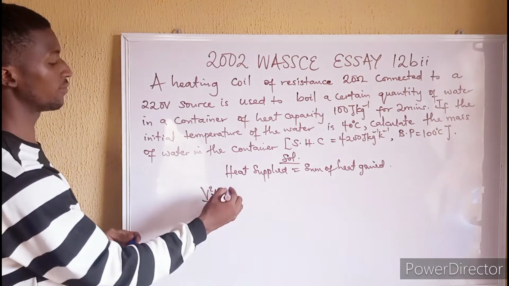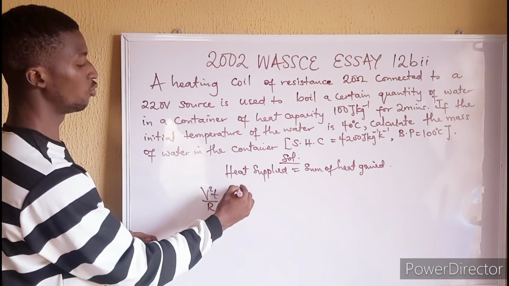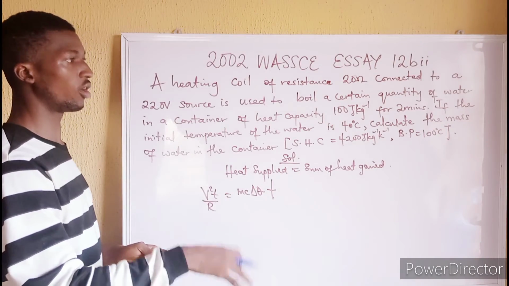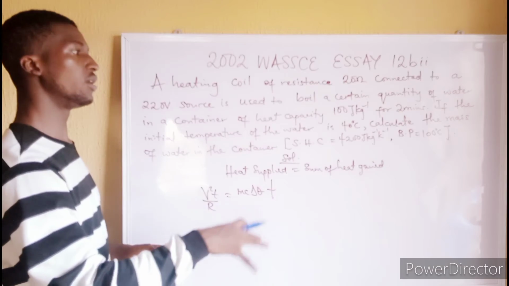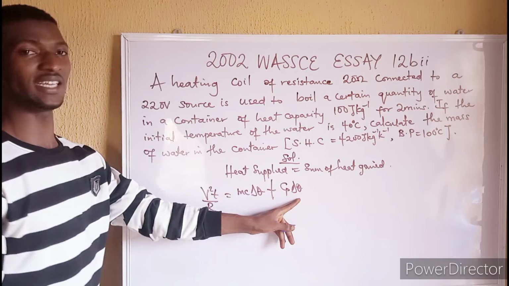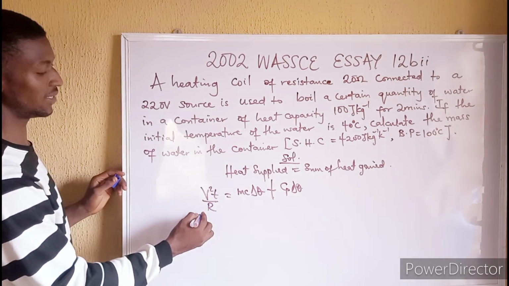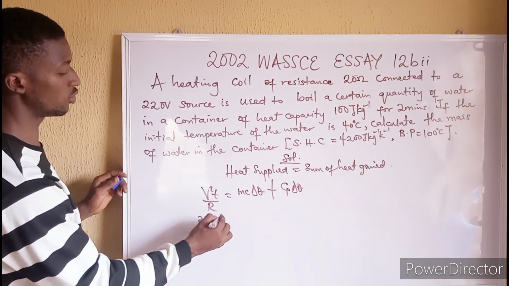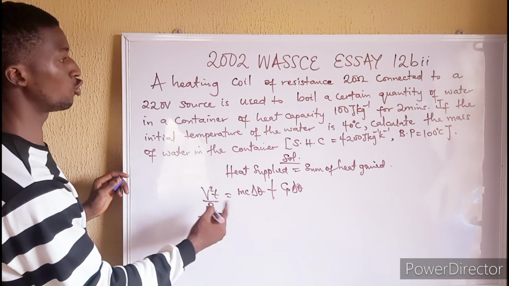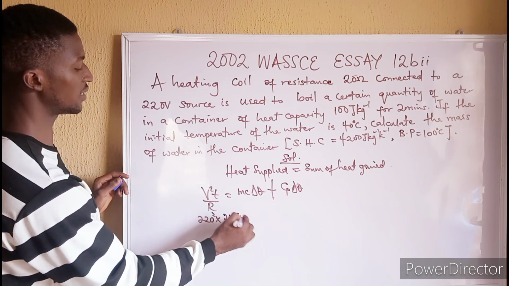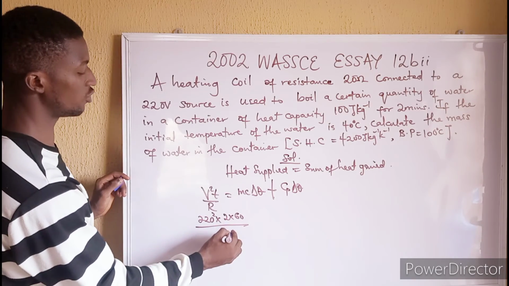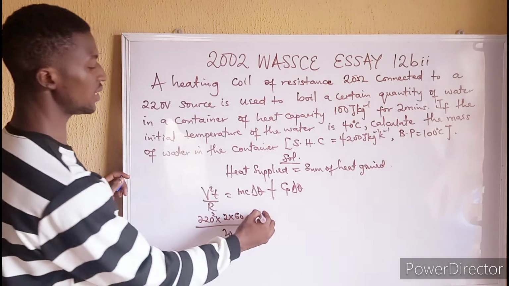And the sum of heat gained will be heat gained by the water, which is MC change in theta, plus the heat gained by the container. Because here now we have to add the heat gained by the container, since we are given the heat capacity times the temperature change. Here now we have it that the voltage is said to be 220 volts, that is squared, times the time. The time is said to be 2 minutes, and that is 2 times 60 in seconds. Everything divided by the resistance, and the resistance we have here is said to be 20, is equal to the mass.